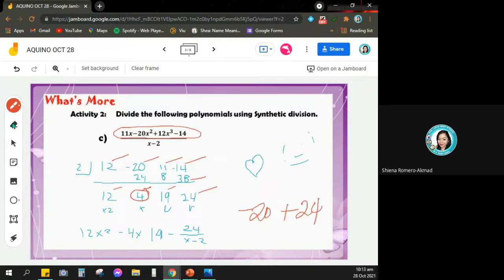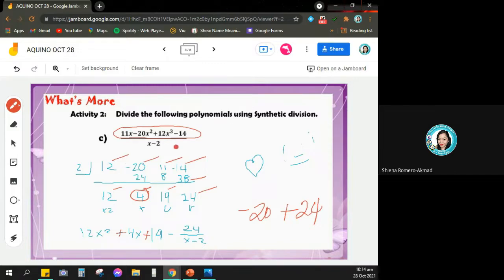Pag inadd ko sila, dapat positive. Correct? Dapat positive. So, it should be plus. Ayusin na natin. Plus 4x. Ito, walang sign, no? Plus 19 minus 24 over x.